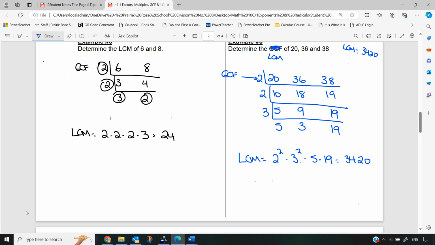So again, this is an alternative method. Some people like using this because it's a little more organized and uses up a little less space on your paper. Some people don't always like writing out the numbers the way I was doing before with the gaps. So again, just another format that you can use. As well, the option is to write out all of your multiples of 20, all your multiples of 36, and then 38 until you get to 3,420, but that sounds like a lot of work to me.